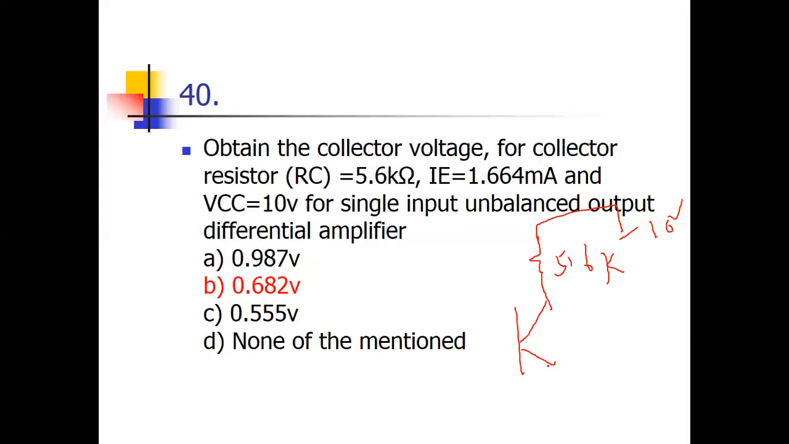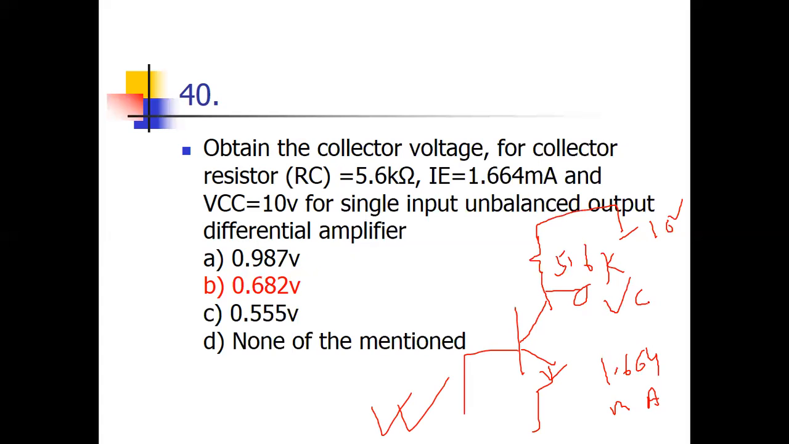Okay, and this resistance is not given, but IE is given, that is 1.664 milliampere. Remember, single input, balanced output means you are applying input at one terminal and taking output at one terminal. It is single input, single output. So this is your VBC. This is your VBC. What they want?